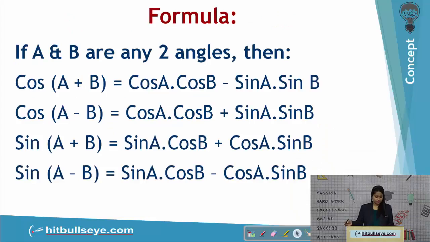So let us start. First of all, these formulas, we call them AB formulas. First formula says cos(A+B) is cos A cos B minus sin A sin B. Then cos(A−B) is cos A cos B plus sin A sin B. Then we have the A plus B formula but with sin. It says sin(A+B) is sin A cos B plus cos A sin B. Then we have sin(A−B), that is sin A cos B minus cos A sin B. So you should remember these formulas.